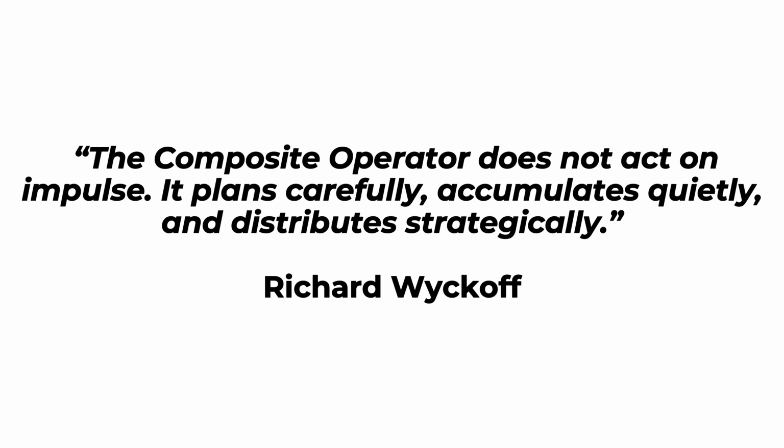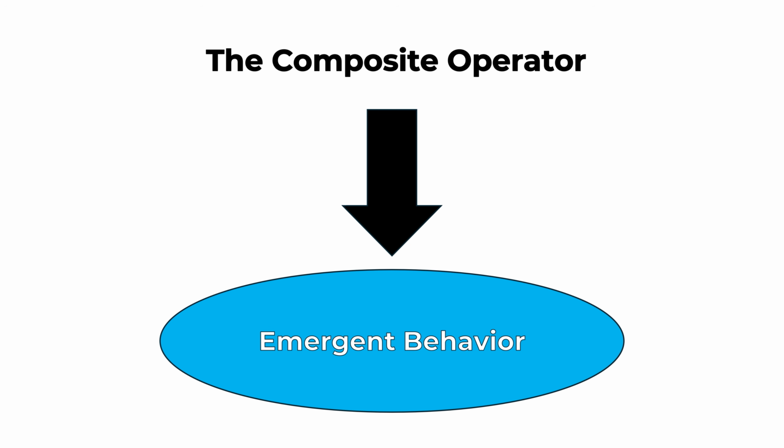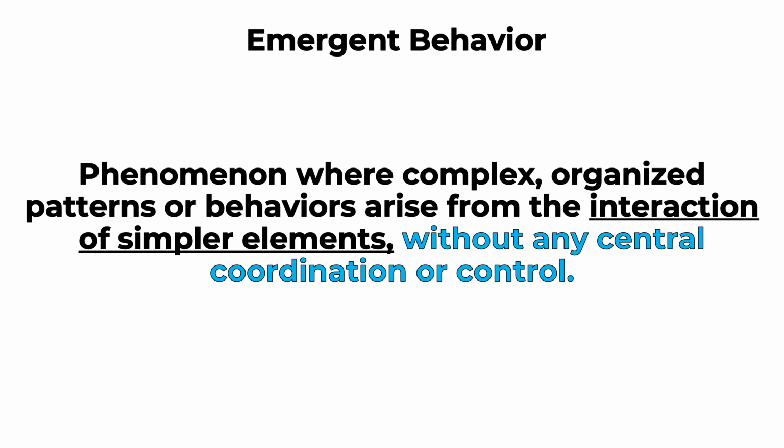You may think that this idea of the composite operator leads to the conclusion that the market is run by a centralized entity or algorithm, but it's actually the exact opposite of that. The composite operator refers to a concept found in many other areas of life called emergent behavior. Emergent behavior is a phenomenon where complex, organized patterns or behaviors arise from the interaction of simpler elements without any central coordination or control. It's very important that you realize that the unity of the composite operator does not mean there is centralized control in the market.